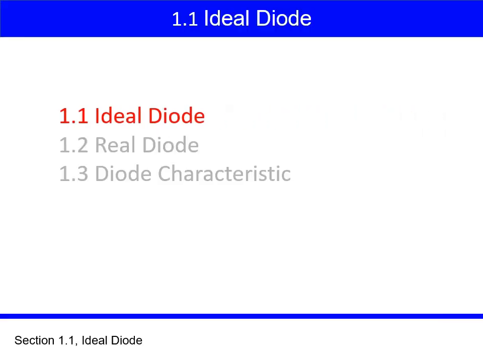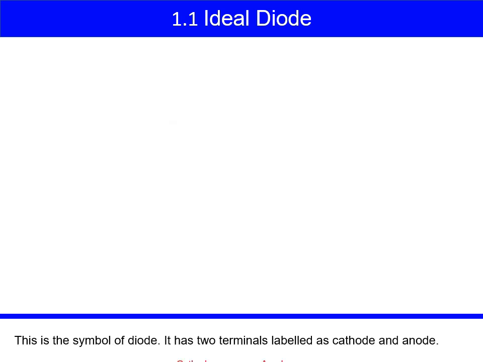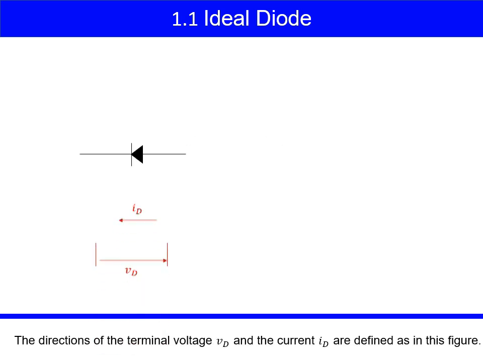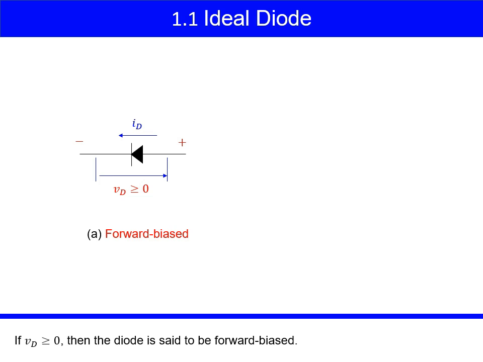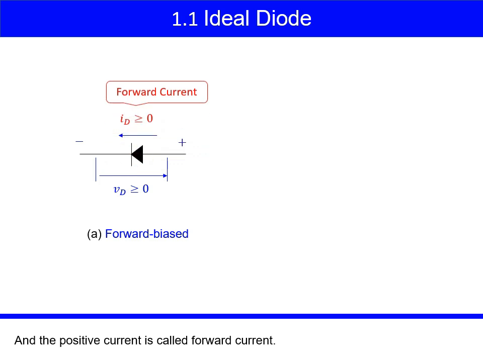Section 1.1, Ideal Diode. This is the symbol of diode. It has two terminals labeled as cathode and anode. The directions of the terminal voltage Vd and the current Id are defined as in this figure. If Vd is positive, then the diode is said to be forward biased. And the positive current is called forward current.